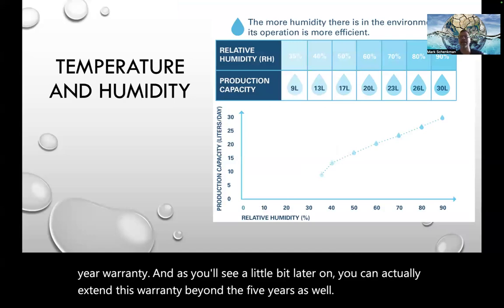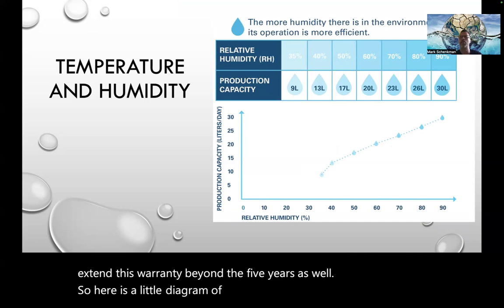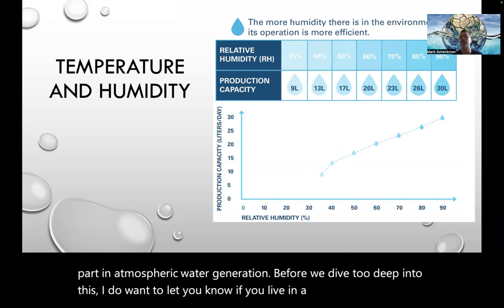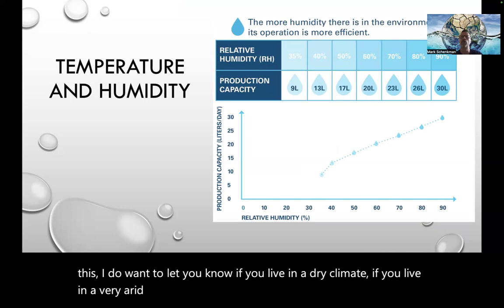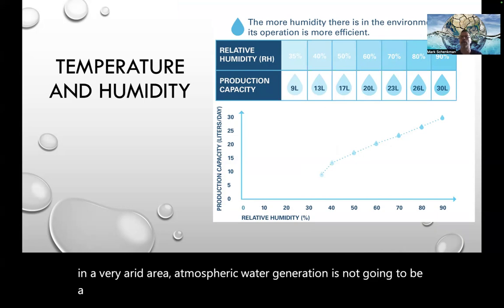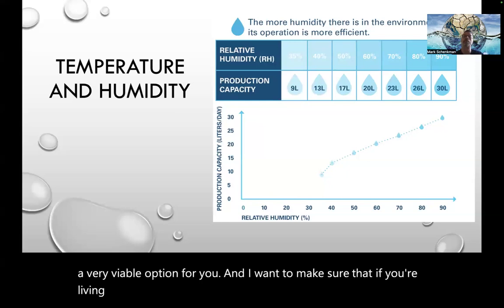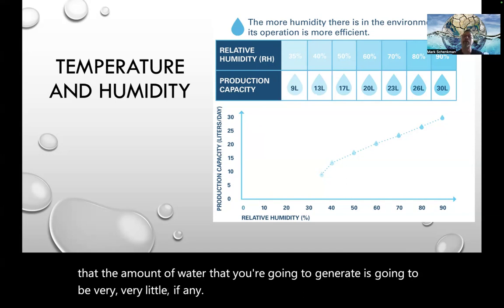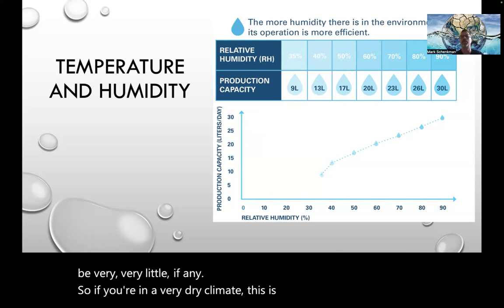So here is a little diagram of how temperature and humidity play a part in atmospheric water generation. Before we dive too deep into this, I do want to let you know, if you live in a dry climate, if you live in a very arid area, atmospheric water generation is not going to be a very viable option for you. And I want to make sure that if you're living in an area that's less than 35% humidity, I can just tell you that the amount of water that you're going to generate is going to be very, very little, if any. So if you're in a very dry climate, this is not a technology that's going to work for you.